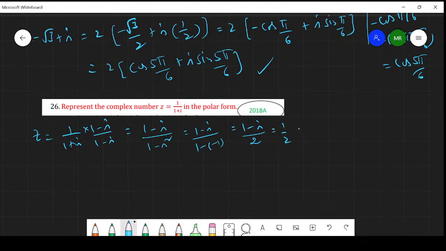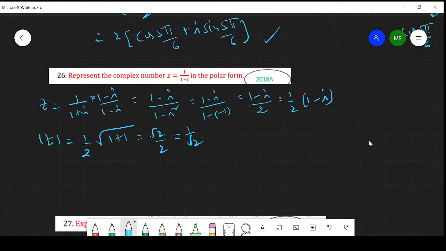This is 1 by 2 into 1 minus i. I should find the modulus of this complex number. How to find mod z? If we find mod z, 1 by 2 root of 1 square plus 1 square. It will come root 2 by 2. Root 2 by 2 means it comes 1 by root 2, because 2 means root 2 into root 2. It comes 1 by root 2.